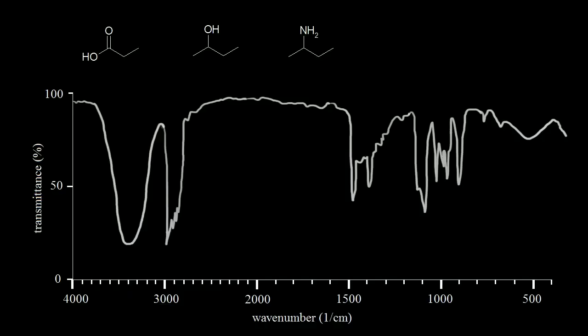Let's look at some practice IR spectra. So here we have three molecules, a carboxylic acid, an alcohol, and an amine. And below there's an IR spectrum of one of these molecules. So let's figure out which molecule has this IR spectrum.